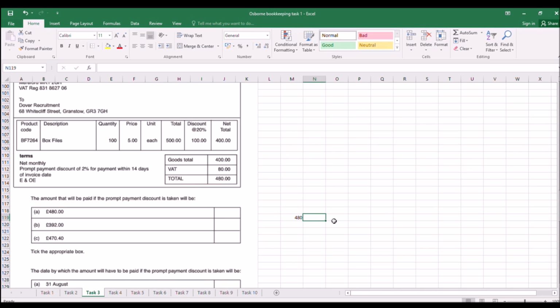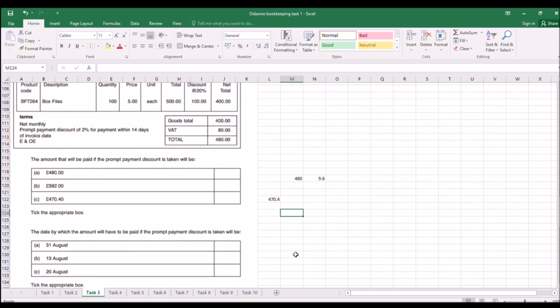We can take off 2%, so we can take off £9.60 if we pay within, in this case, 14 days. So if we pay within that 14 days, we will owe £470.40. So it'll be that one there. That last one is going to be the answer to the first one.